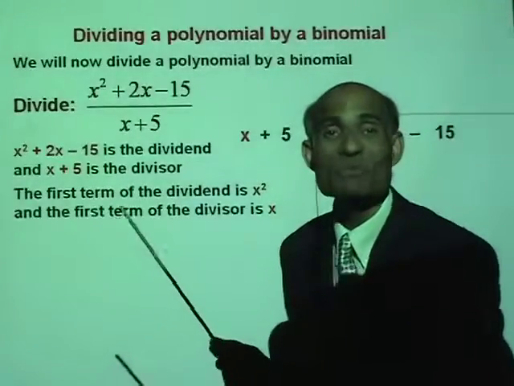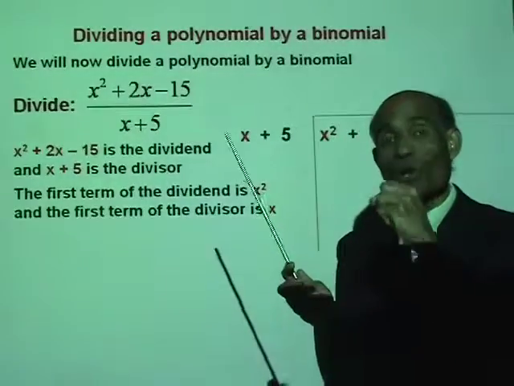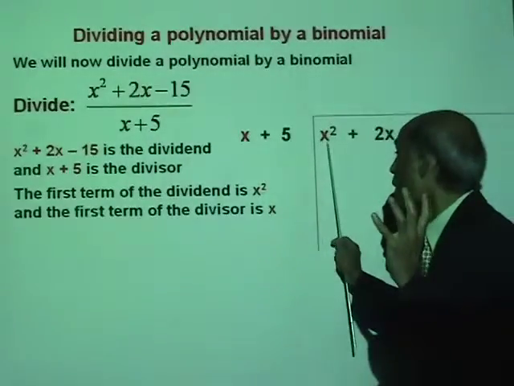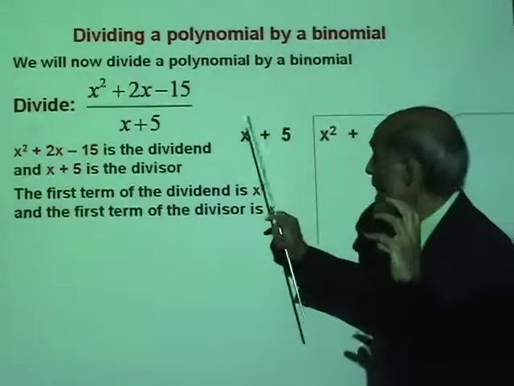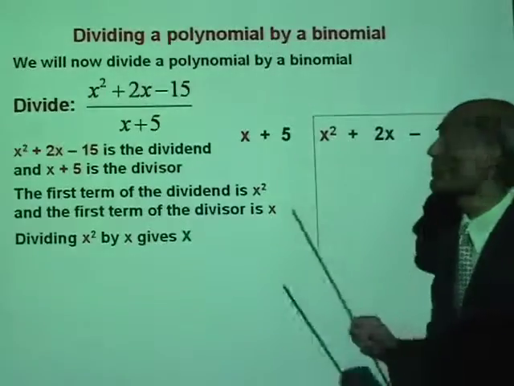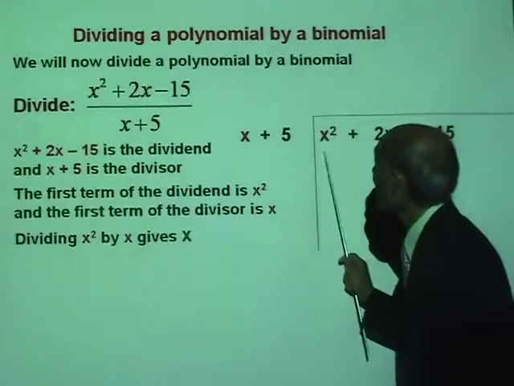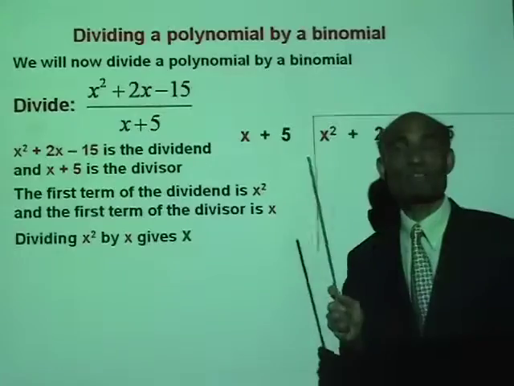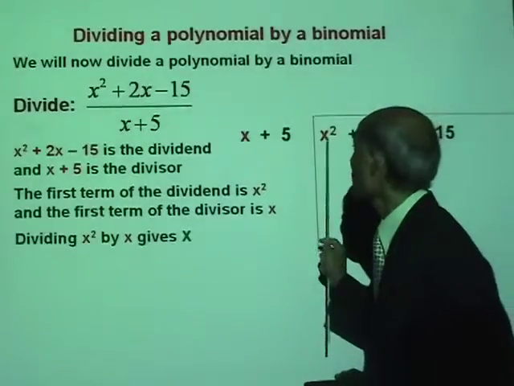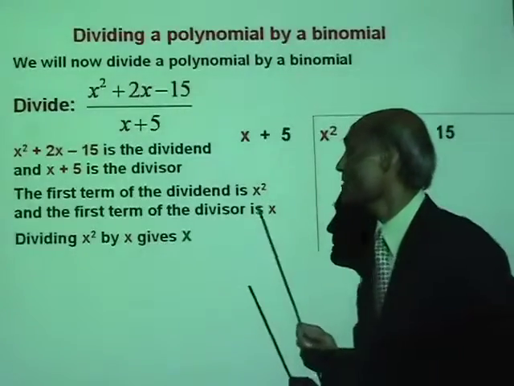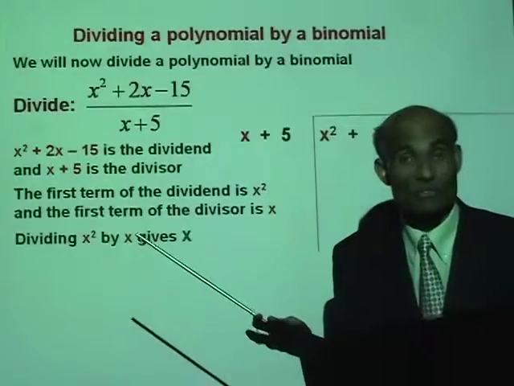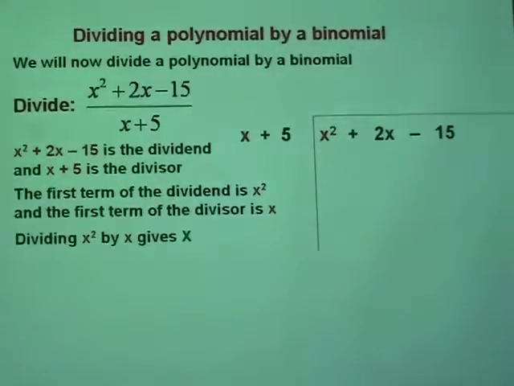Always when you want to divide a polynomial by a binomial, we start with the first term of the dividend and the first term of the divisor. Alright, what do we do? Divide x squared by x. Just the same way we did with the number. Alright? What do you get if you divide x squared by x? X squared divided by x is x. Is that right? I'm sure you know that.